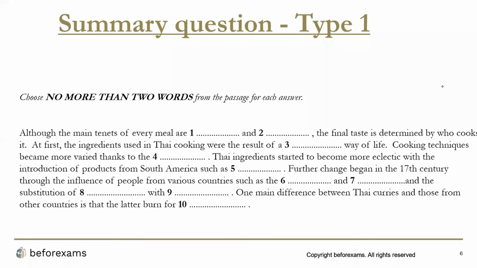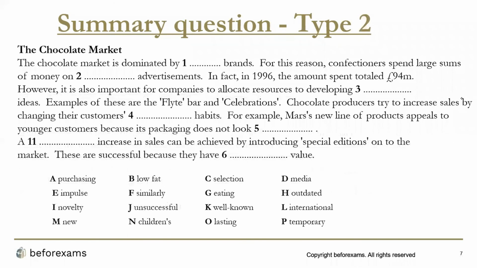Now, the other type of question is wherein there is a summary and then there is a list which is given of some words. Now what you have to do is you can just figure out and you can zero down the list to 2 to 3 words. Let's try to zero it down. Let's see for the first fill up how many words we can zero it down to. The chocolate market is dominated by dash brands.